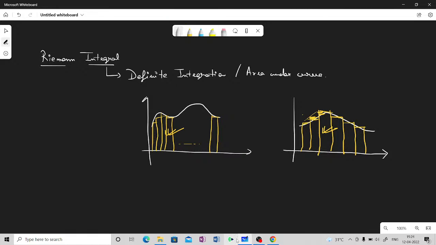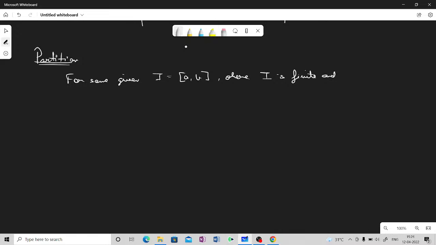To understand Riemann integral, the first thing we need to understand is the concept of partitions of a given set. Partitions. What are partitions basically? For some given interval I, say [a, b], a closed interval, where I is finite and closed. Clear?